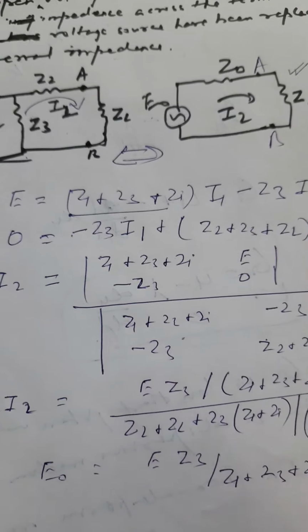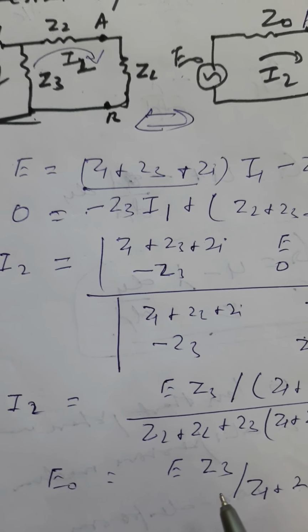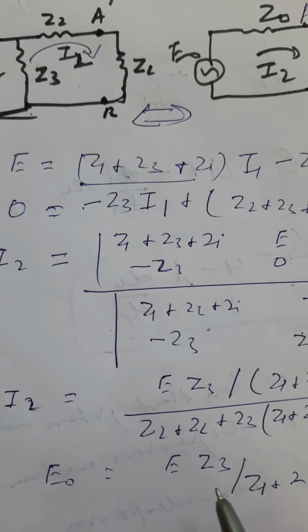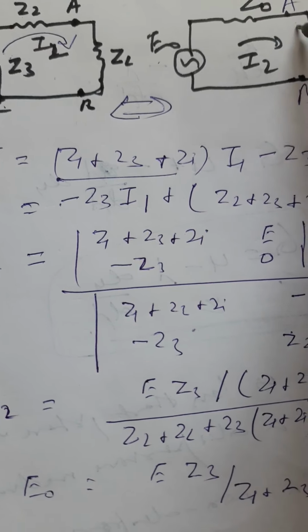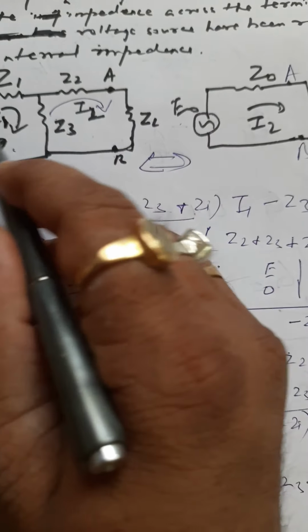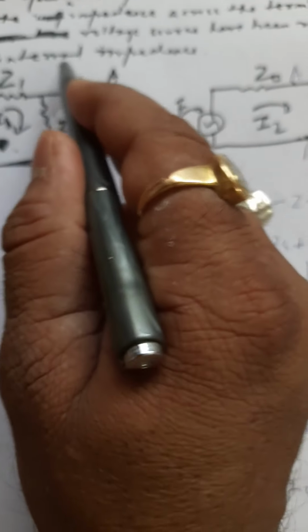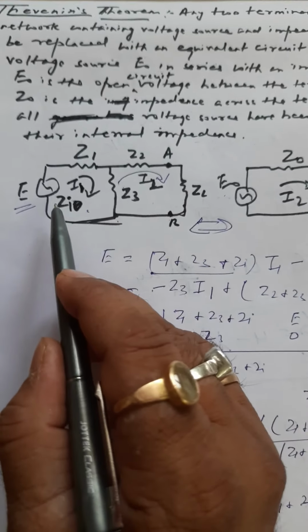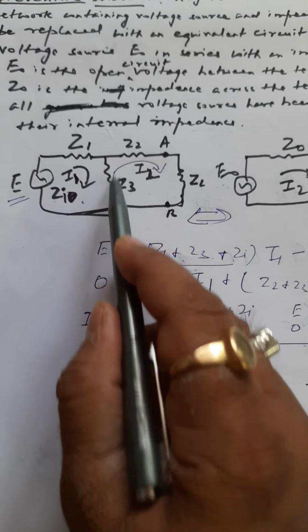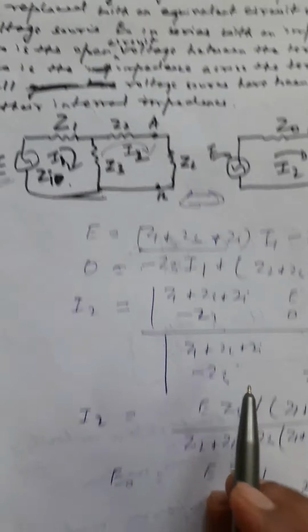Similarly, to find the value of Z0, how can it be obtained? This is basically the total impedance between the terminals A and B. We'll remove the source and have Zi over here. So Zi and Z1 will be in series, which is in parallel with Z3, and this whole thing is in series with Z2. That will give the equivalent impedance across the terminals AB.